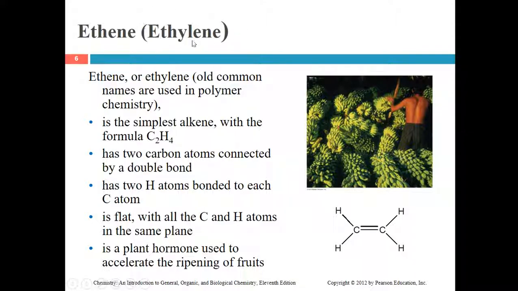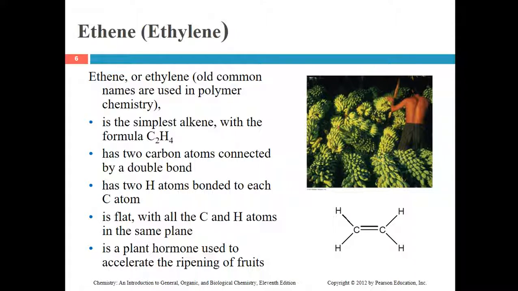But the old common name is actually the one that's used most prevalently now because it is such a basic building block of polymer chemistry. It is the simplest alkene with the formula C2H4. We've already talked about that it's flat, it all lays in the same plane. But what's also interesting is that it is a plant hormone used to accelerate the ripening of fruits.